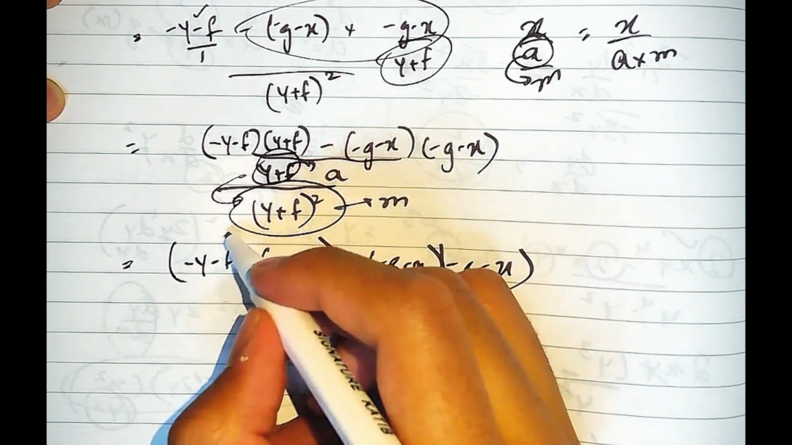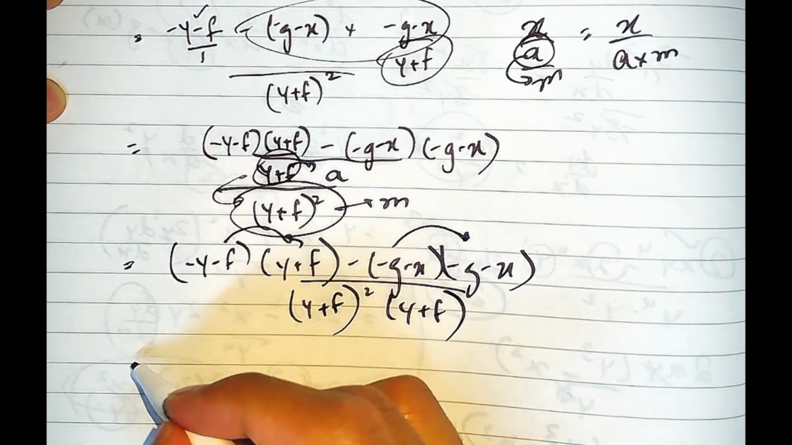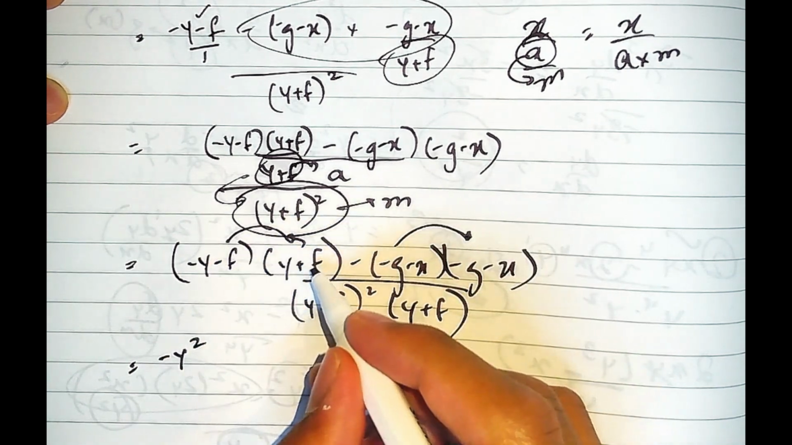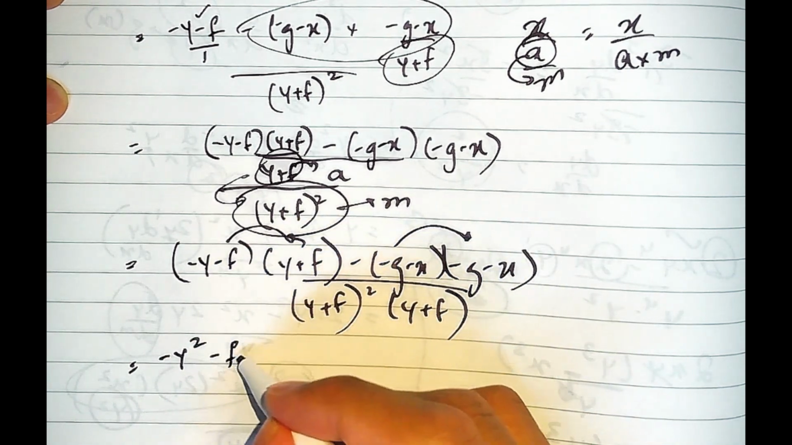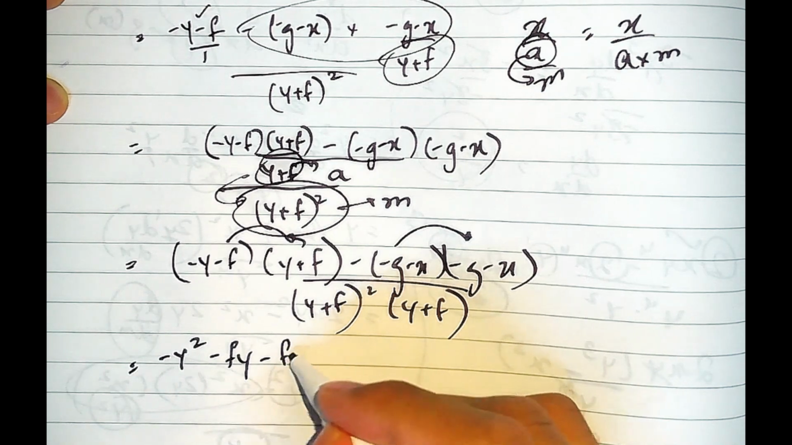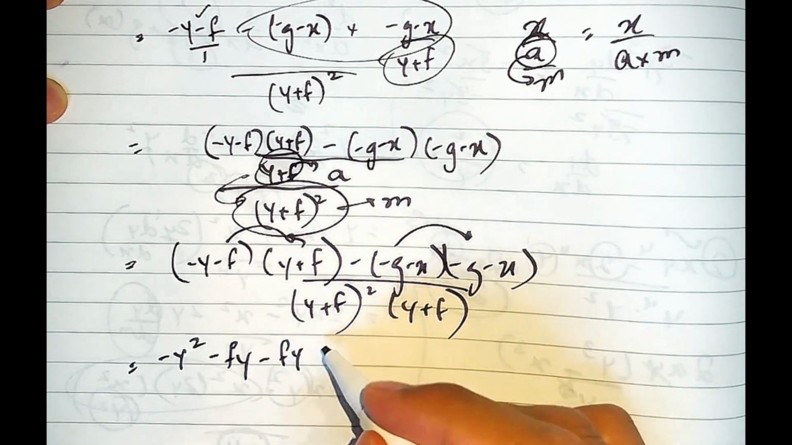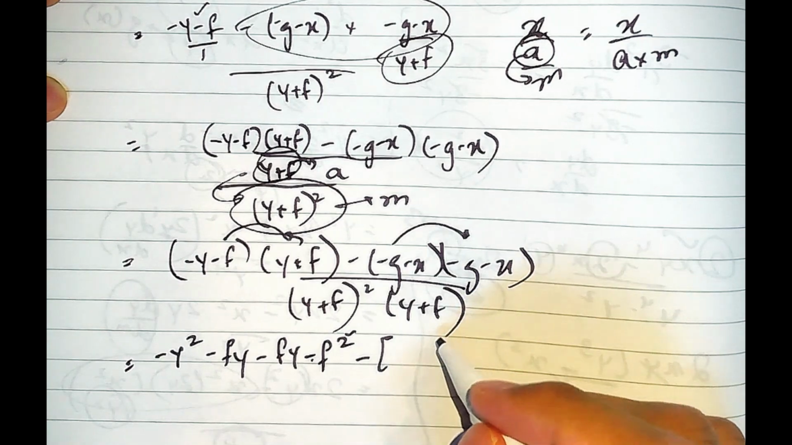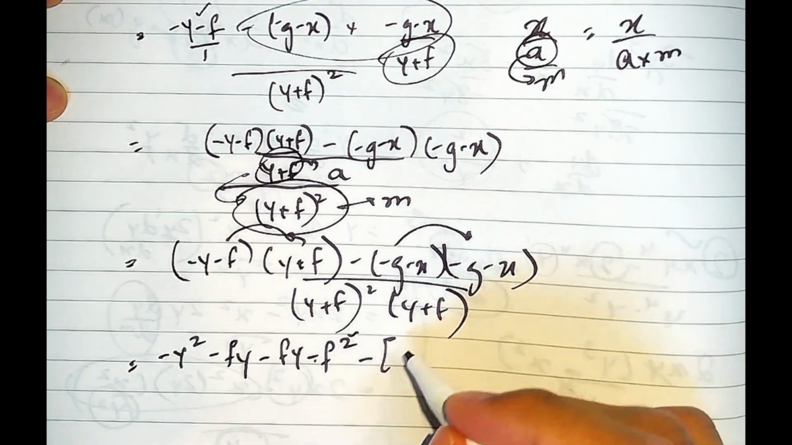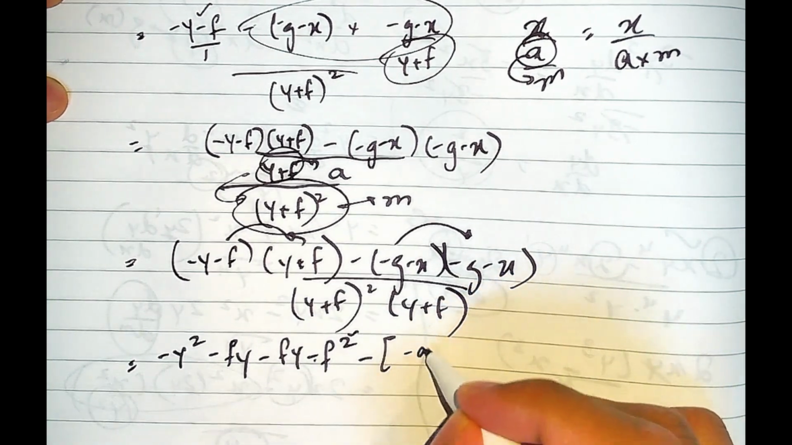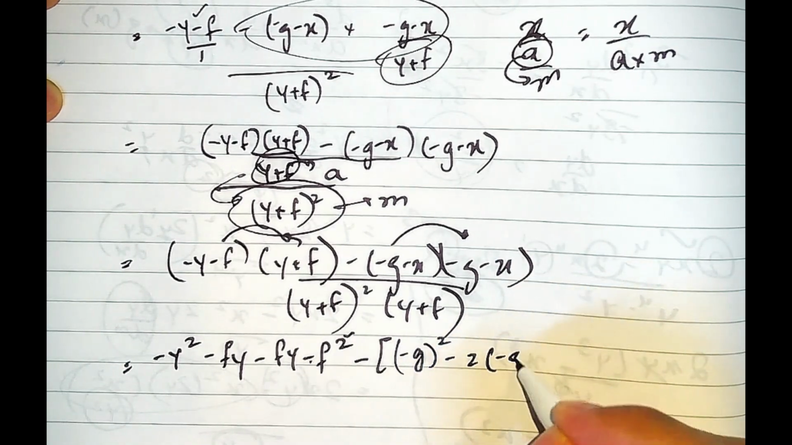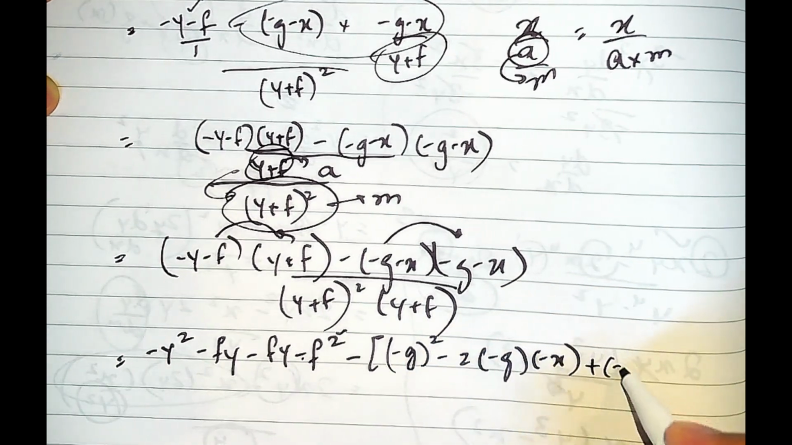Okay, now let's just multiply these terms present over here. So we have negative y multiplied by y gives us negative y square, negative y multiplied by f gives us negative yf, y multiplied f gives us again negative fy, and f squared. So we have negative f squared. You know, these terms are actually same, so we can use the whole square formula over here. So we will have negative g whole square negative 2 negative g negative x plus negative x.